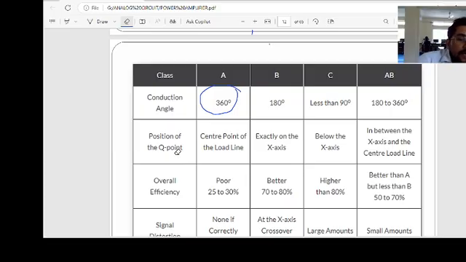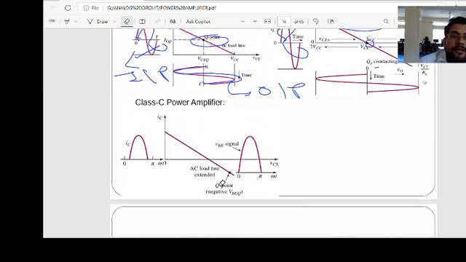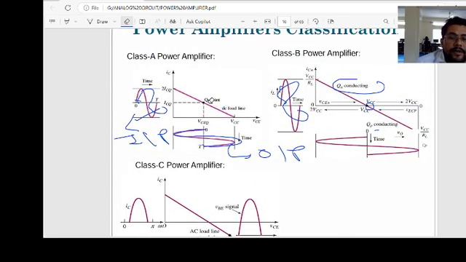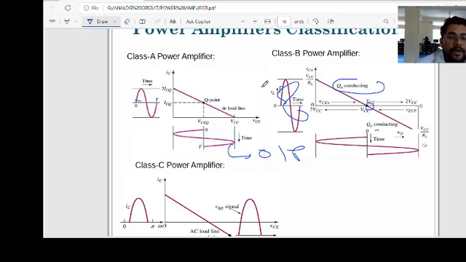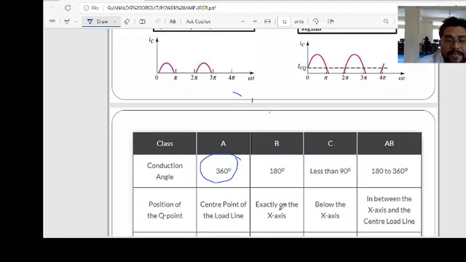Then the quiescent point. In class A, the quiescent point is at the center point of the load line. We have seen this is the center point of the load line, and conduction is at the center point of the load line. And next we will see exactly on the x-axis.